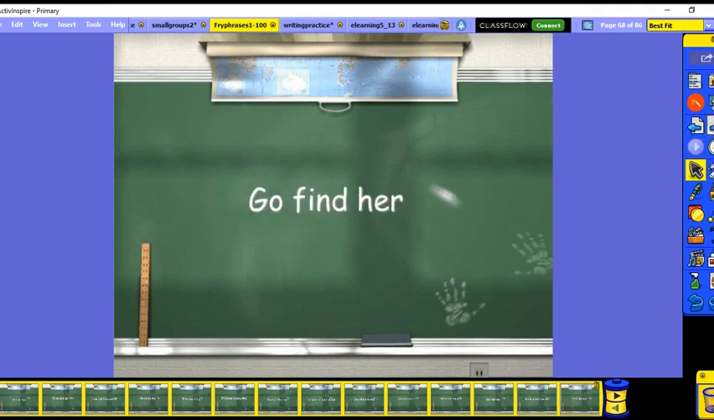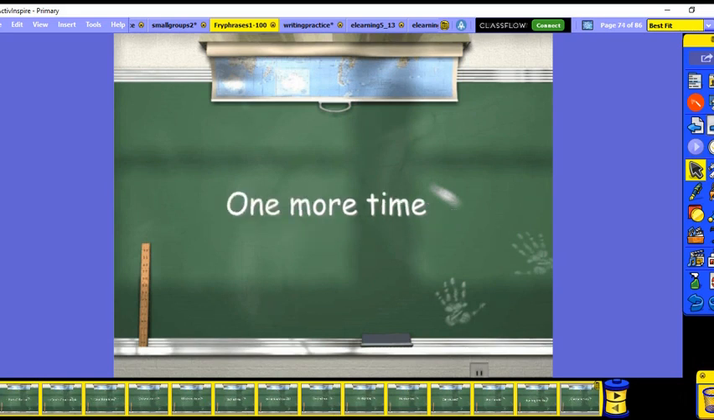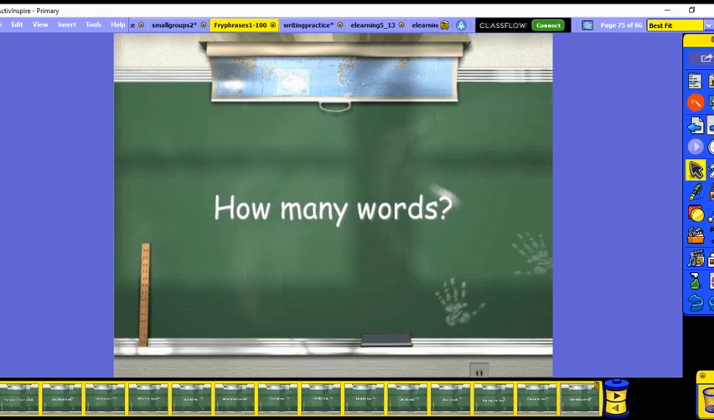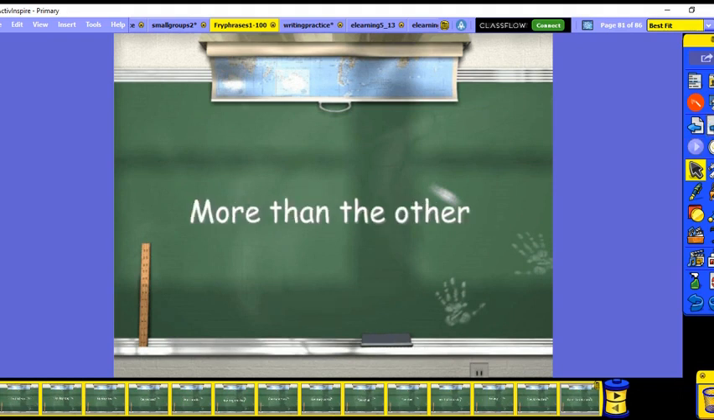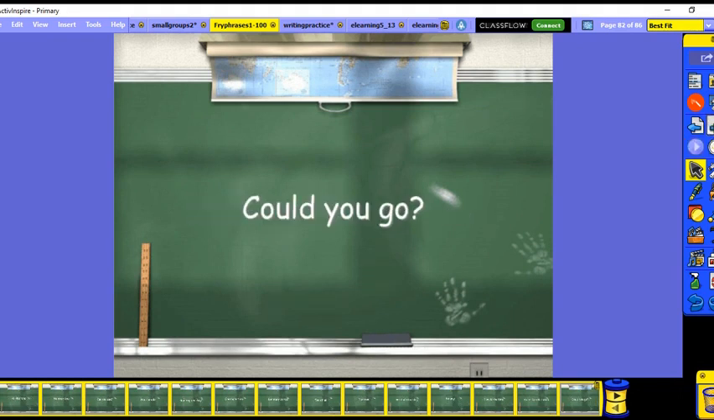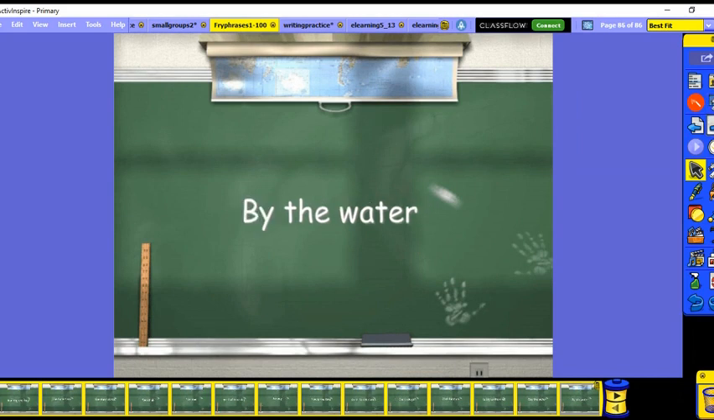Sorry, I think I went backwards. Go find her. All day long. Number 2. Can you see? More people. How long are they? One more time. How many words? 2 of us. Not now. We had their dog. No way. Now is the time. More than the other. Could you go with his mom? As big as the first. See the water. By the water.